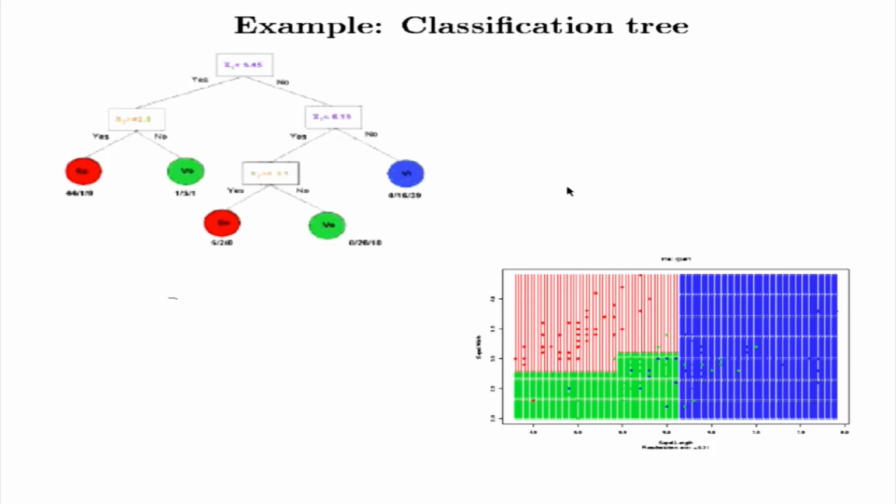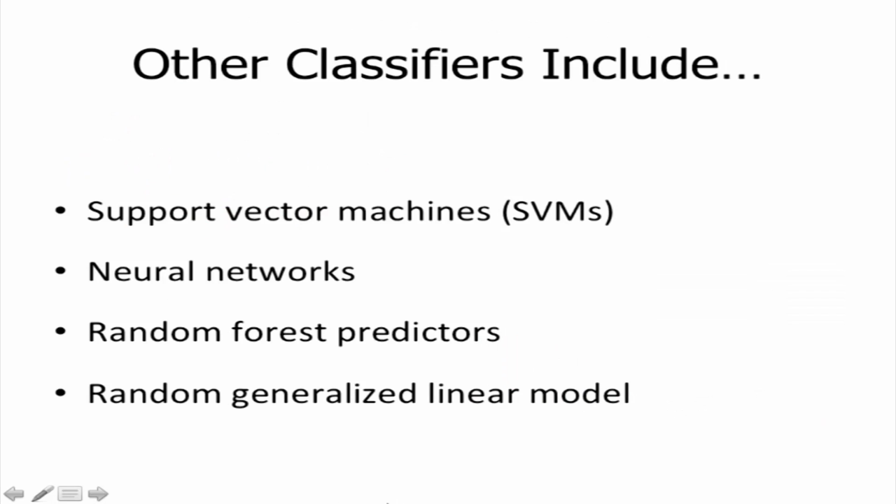So here is the tree or classification tree applied to the iris example, and you notice again these divisions along the axes. There are many other classifiers. A very famous approach is called support vector machines. The computer scientists are probably very familiar with these techniques. Other classifiers are neural networks, random forests, and random generalized linear model. And so I will talk about these methods because they are very good for gene expression data.